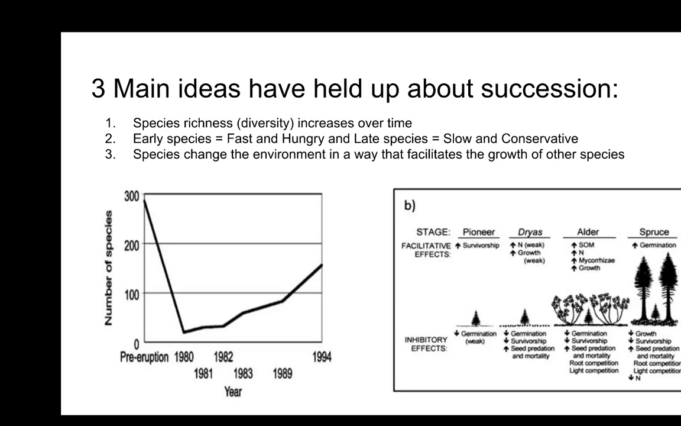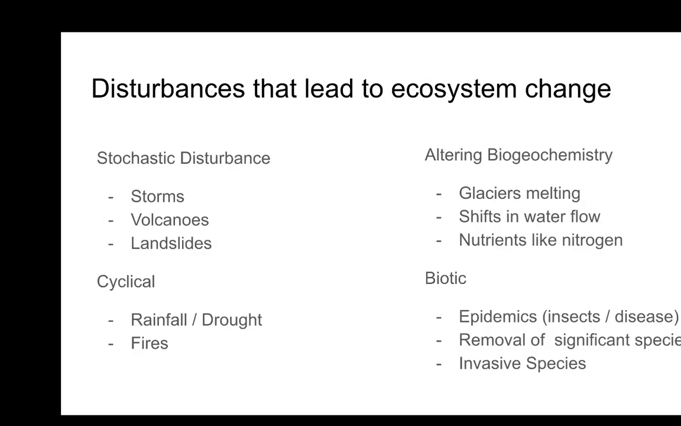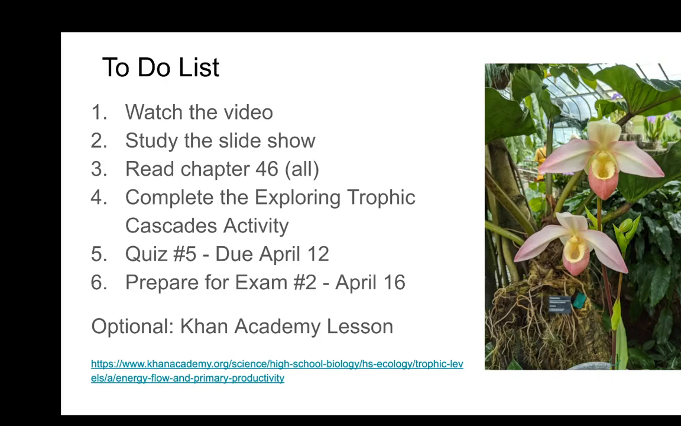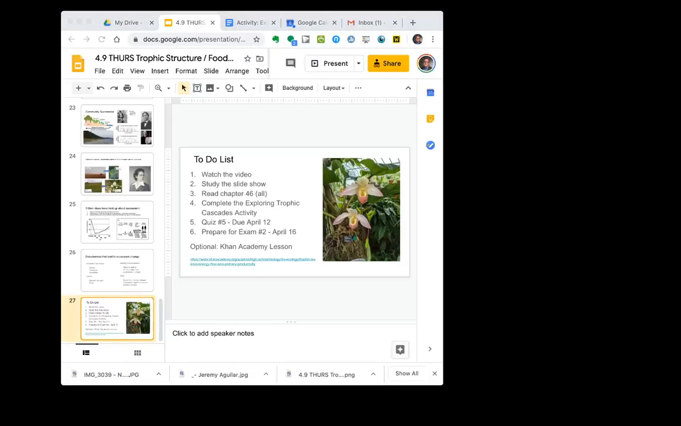So you can't get species that will germinate in the shade until you have shade. All right, and then this is just a list of some of those disturbances that can lead to ecosystems change.